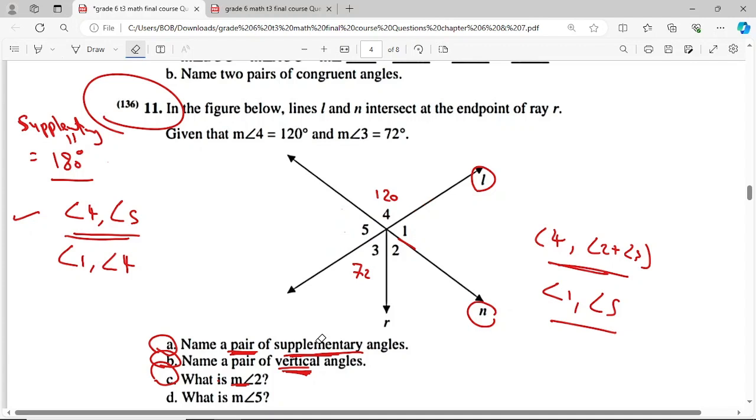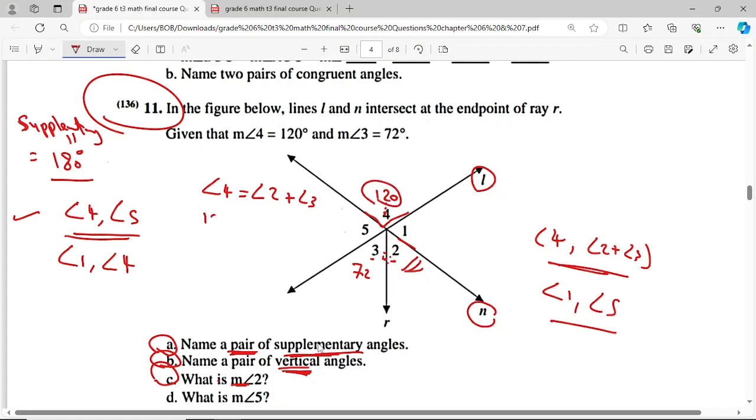Okay? Now we need to know the measurement of angle 2, this angle. We said before that angle 4 equals angle 3 plus angle 2. That means angle 4 equals angle 2 plus angle 3. Vertical angles, opposite angles, right? So now angle 4 is 120.